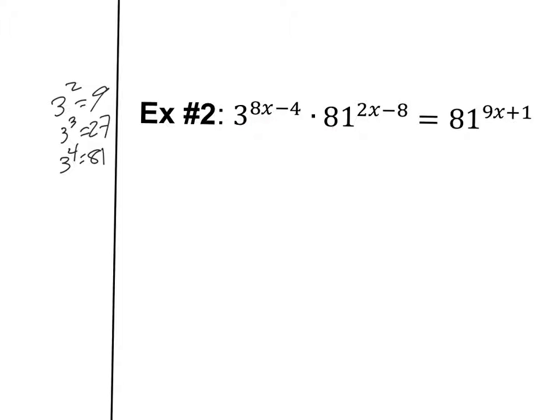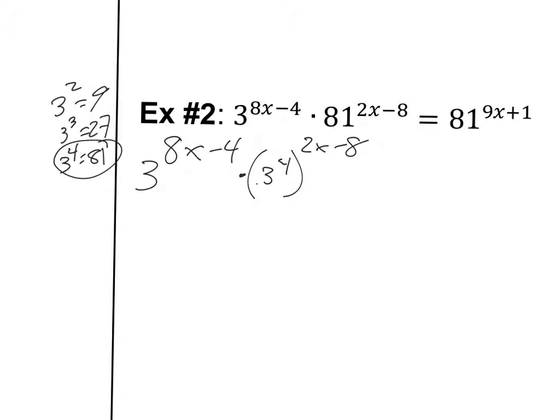That's one way to do it, but I'm going to show you what I think is a little bit easier for a lot of you guys to understand, and that is to just write these as 3s. All right, so first let's do it with everything written as a 3. So this is 3 to the 8x minus 4, and we already said that 3 to the 4th is 81, so then I can write 81 as 3 to the 4th, to the 2x minus 8, equals 3 to the 4th, to the 9x plus 1.